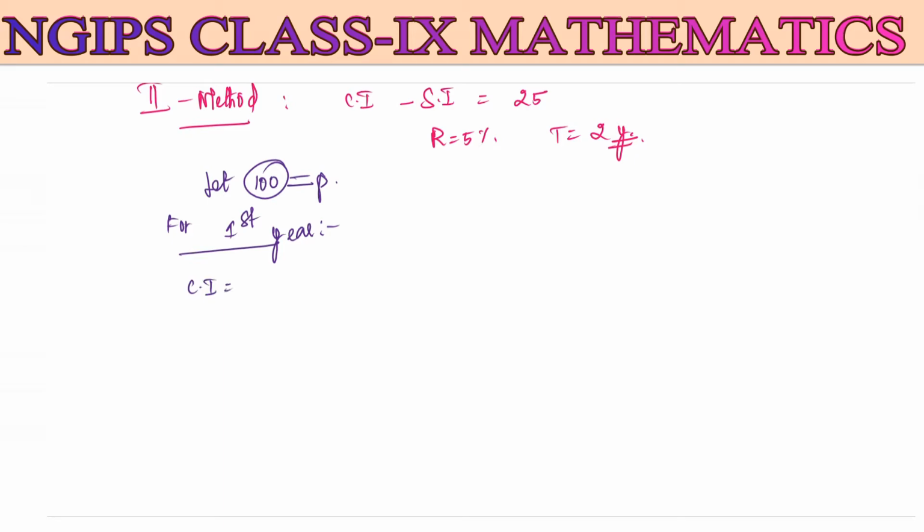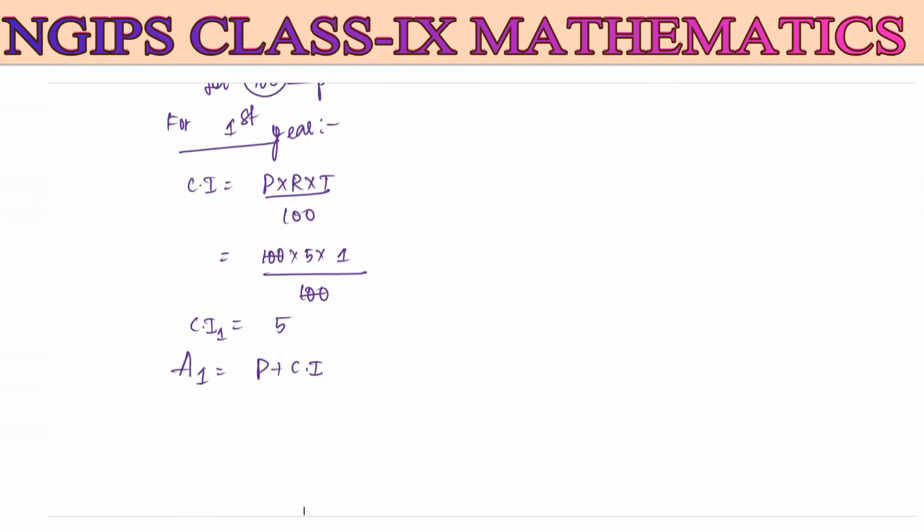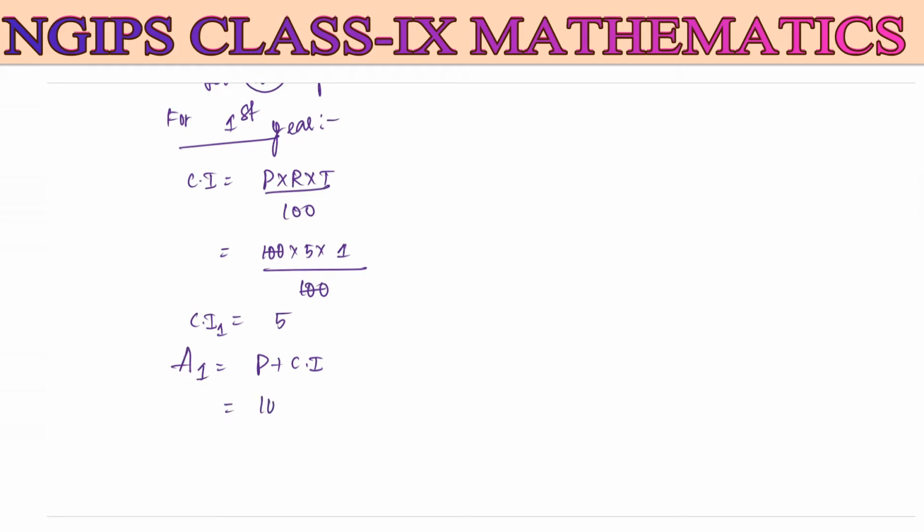compound interest is equal to P into R into T divided by 100. So here we have the principal 100, rate 5 and time period 1, divided by 100. So 100 will get cancelled, it is 5. The compound interest for first year is 5. So amount of first year is equal to principal plus compound interest. Here principal we have 100, the compound interest is 5. So totally we got 105.